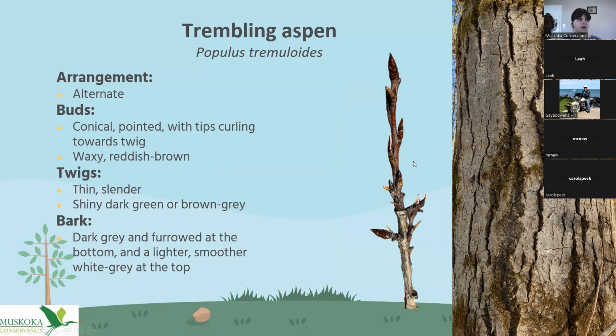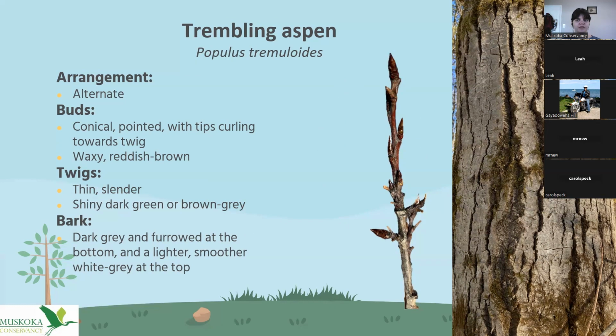The twigs are considered slender, and they have that shiny, dark color to them, generally greenish or a brown gray. This is quite an old twig that I took a photo of, so it looks a little bit gnarly. But if you're looking at a young sapling, it won't look as gnarly as this one.